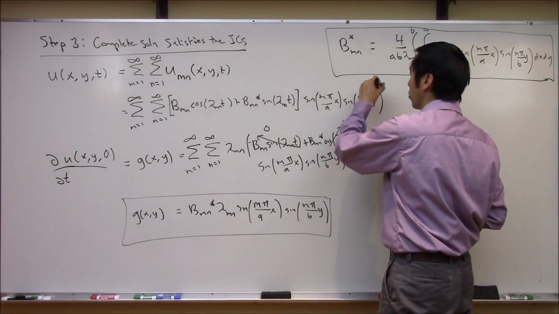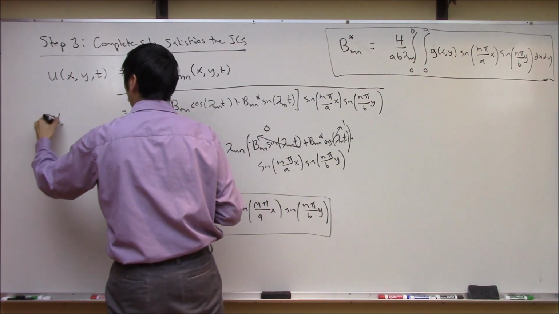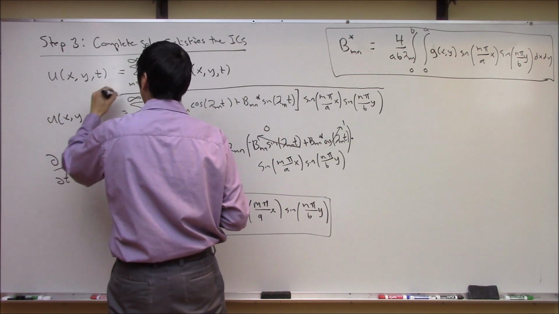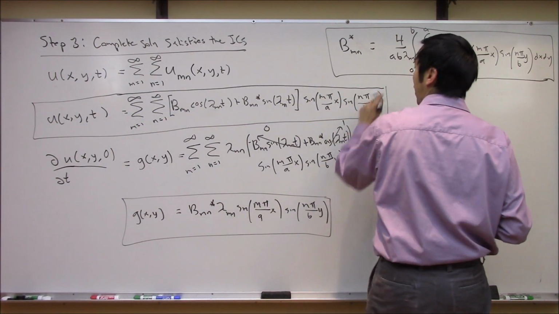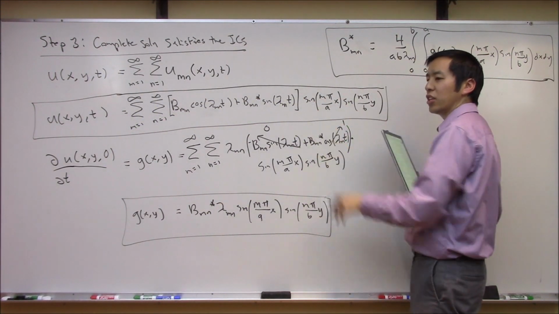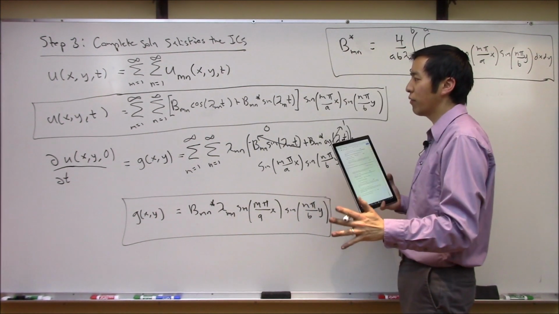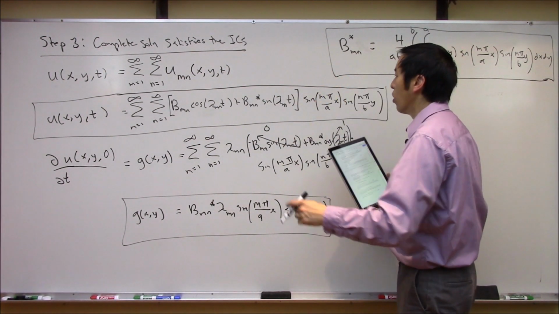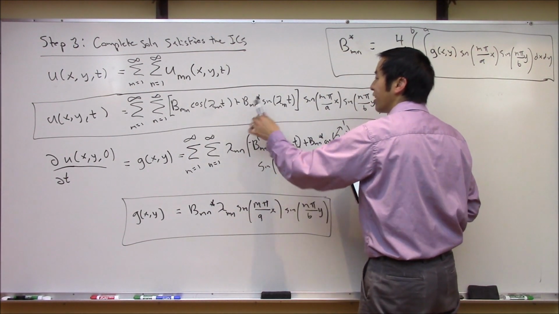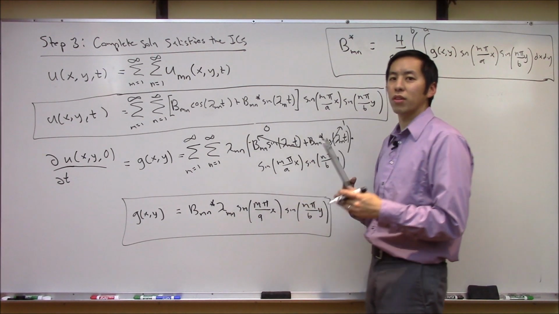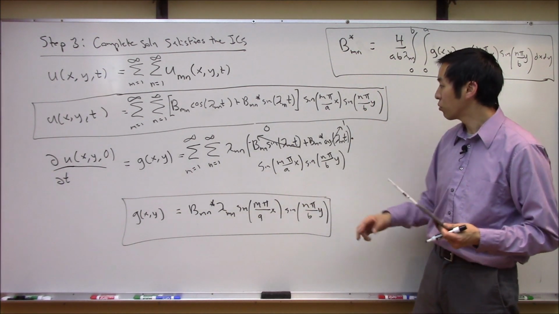Here is our total solution, u of x, y, and t. This is what we were looking for, right? Now we know that this thing satisfies the boundary conditions, and due to superposition, we know that it satisfies the 2D wave equation. And now we know how to calculate the BMN and the BMN stars such that this entire thing also satisfies the initial conditions in position as well as velocity.